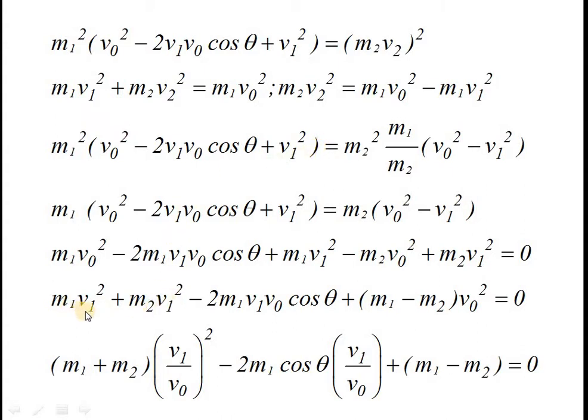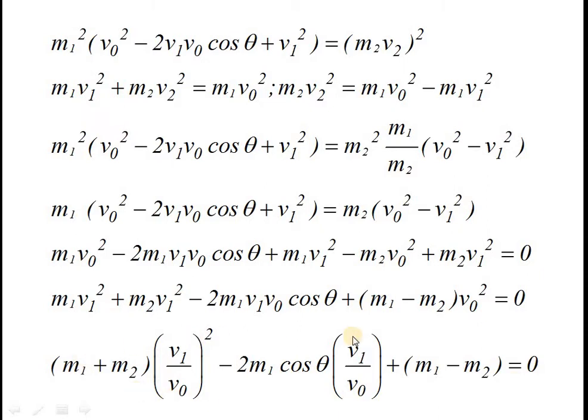So finally we will get an equation like this: m1 v1 square plus m2 v1 square minus 2 m1 v1 v0 cos theta plus (m1 minus m2) v0 square equal to 0. So now you divide the entire equation by v0 square, and you get a very compact form.